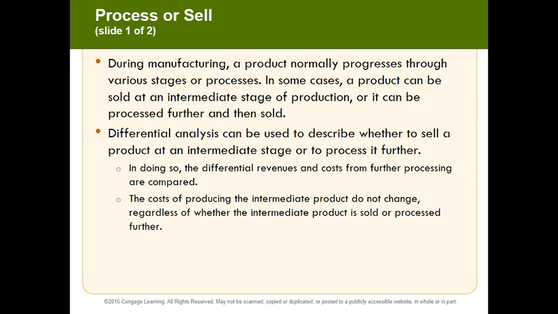We can use a differential analysis to determine whether or not we should sell at an intermediate stage or determine to process it all the way to the end. So, in looking at this, the differential revenues and costs from further processing have to be compared, and the costs of producing the intermediate product do not change. In either situation, we're going to have the same costs up to that point.